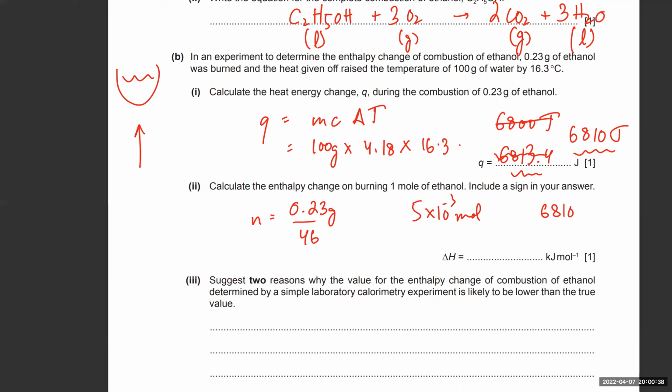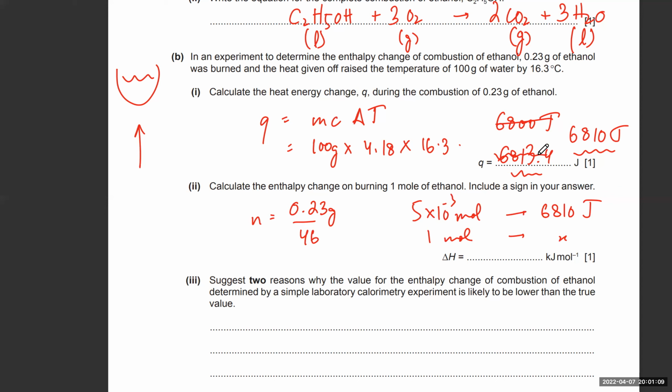That gives you 6,810 joules. So for 1 mole, use ratios, and you have to divide by 1,000 at the end. It's going to be 6,810 divided by 5 times 10 to the minus 3. Don't use 6,810, use the accurate one on your calculator. Keep the value as accurate as possible, and round it off to the appropriate significant figures only when you're writing the answer.